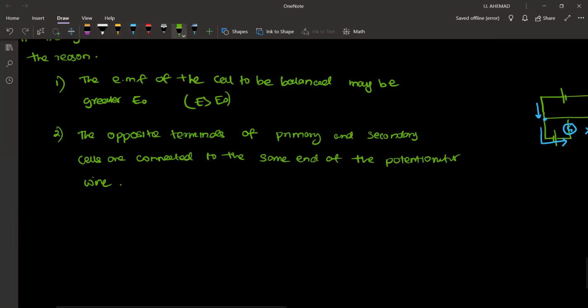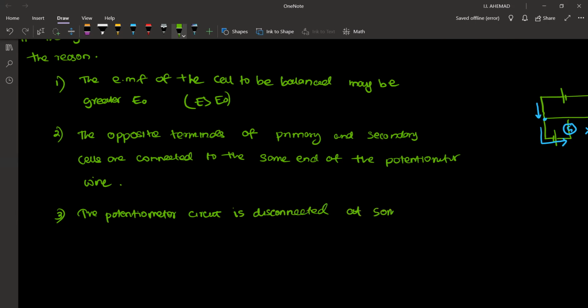Or the other reason may be the potentiometer circuit is disconnected at some point. So the circuit may be incomplete somewhere. If it is incomplete, this potentiometer is not going to work properly. Then it won't give a balance length.